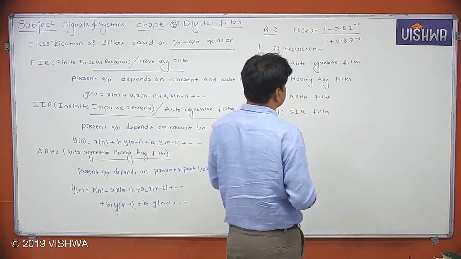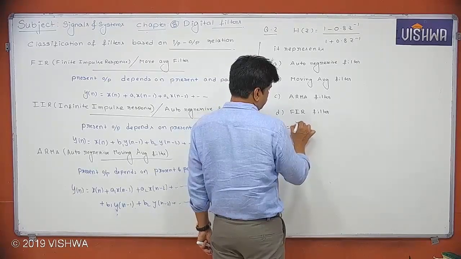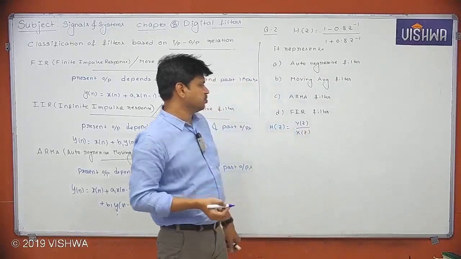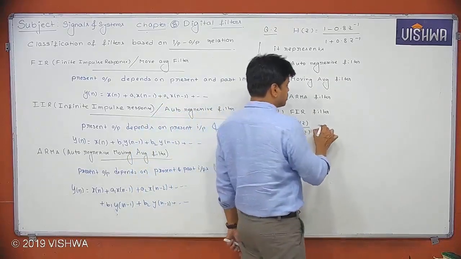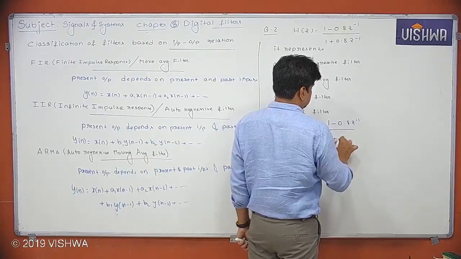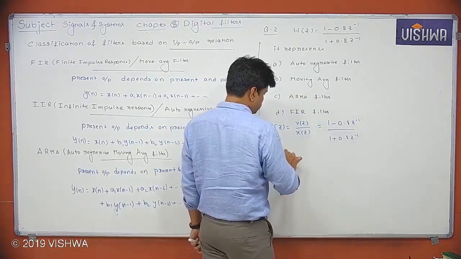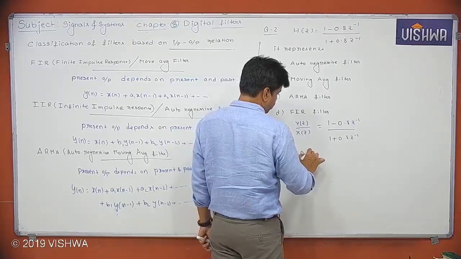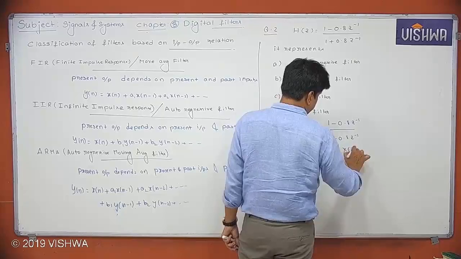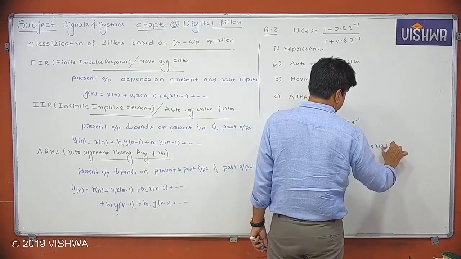Let's see. H of z is given. H of z is nothing but Y of z by X of z, right? H of z is equal to Y of z by X of z, which is given like this: 1 minus 0.8 z inverse by 1 plus 0.8 z inverse. So by cross multiplying, Y of z plus 0.8 Y of z into z inverse is equal to X of z minus 0.8 X of z into z inverse.